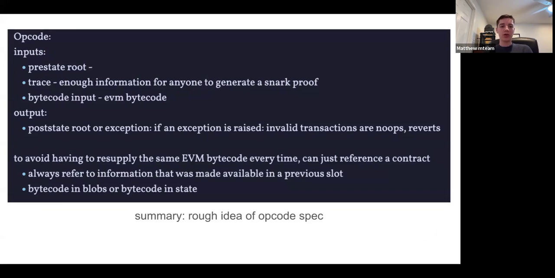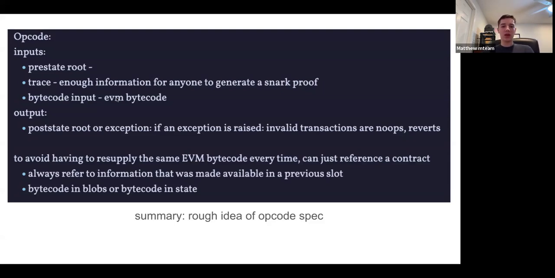talked a second ago about what the opcode might look like, a rough specification. Justin and I also talked about this before, and this is the rough idea that we had, which was these three inputs. You have a pre-state root, a trace, which is just enough information for anyone to generate a SNARK proof, and the idea about the trace, and I could write more about it, is that you essentially have the full path of execution here. And then the bytecode input as well.